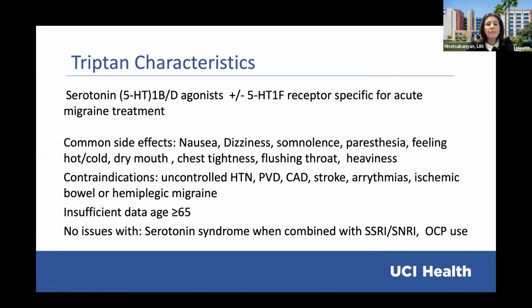So the triptans are 5-HT serotonin agonists, specifically acting on the 1B/1D receptor. Some of them have a 5-HT1F receptor specific mechanism for migraine treatment. There are common side effects as with any medications. It could be nausea, dizziness, somnolence, paresthesia, sometimes chest tightness, flushing, feeling of throat heaviness.